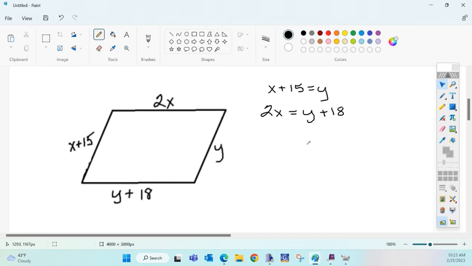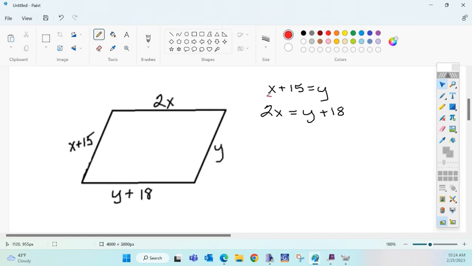Okay, so then we need to solve this. Any thoughts on how we could solve this? Let's see if it's one right. Okay, solve for one letter. Yeah, we've got this one's already solved for one letter.